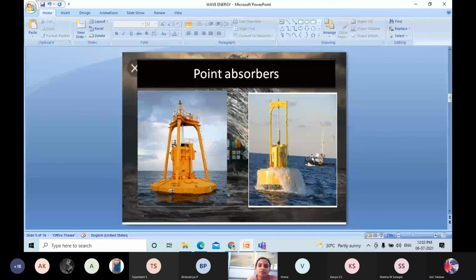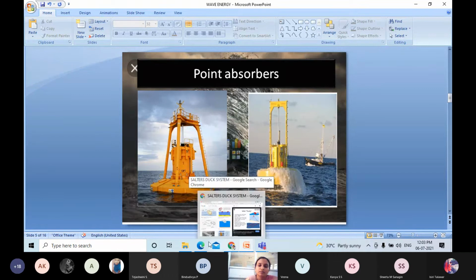This is the point absorber. If you see this one, this is a floater. When it moves up and down, some pressure is created that goes to the turbine generator, and that is the output where we get the electricity.